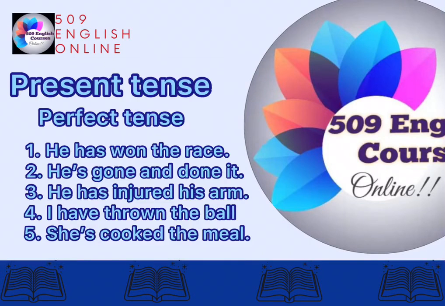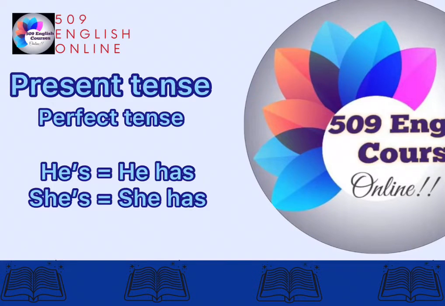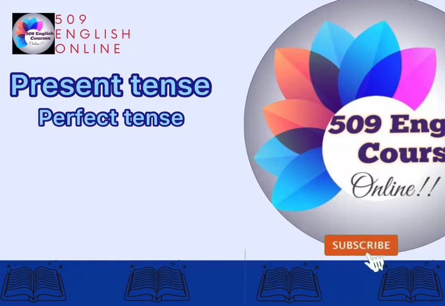He has won the race. He's gone and done it. He has injured his arm. I have thrown the ball. She's cooked the meal. As you can see, in all these examples, I've used S and I have used have or has. Okay? And remember, if you see he apostrophe S or she apostrophe S, you know it's she has, he has. Okay? So let's move on to the next one.